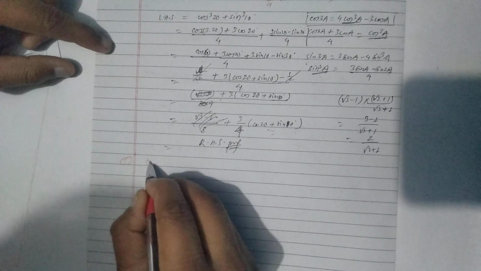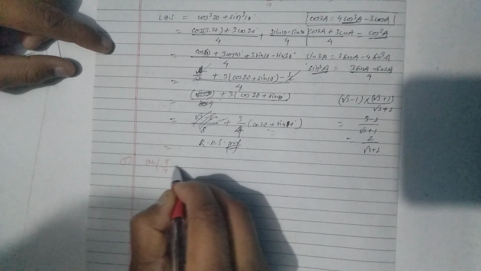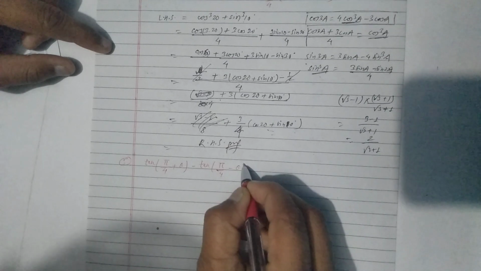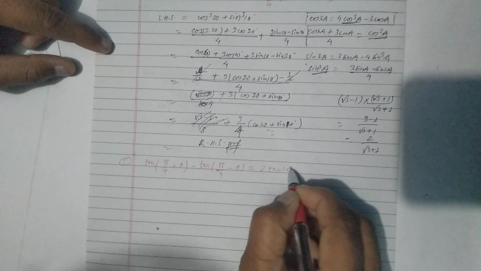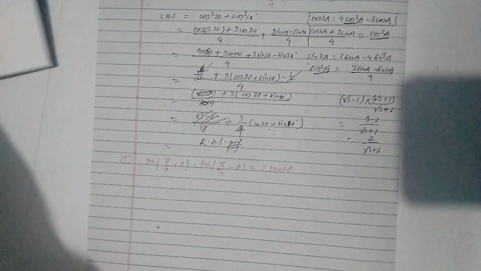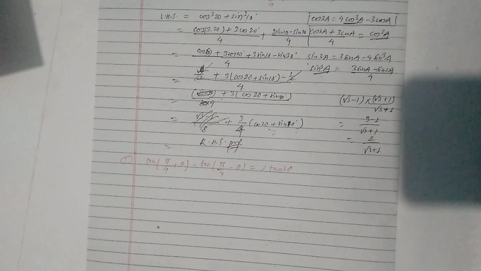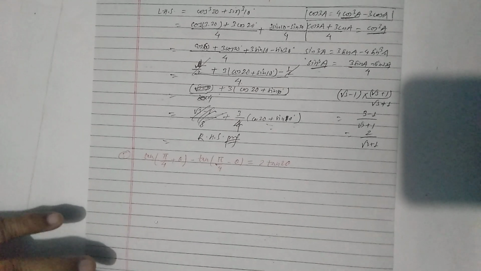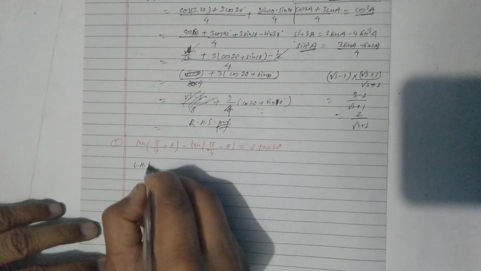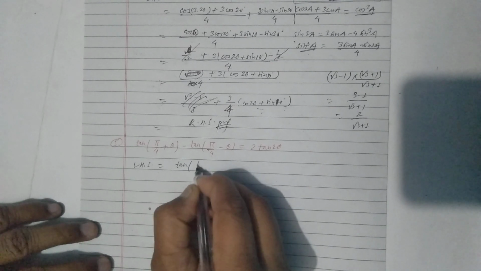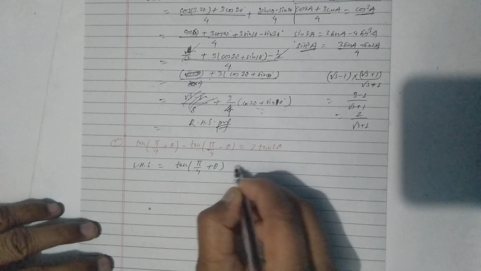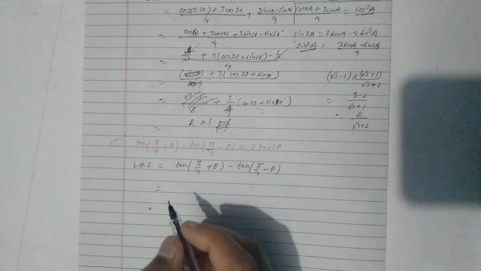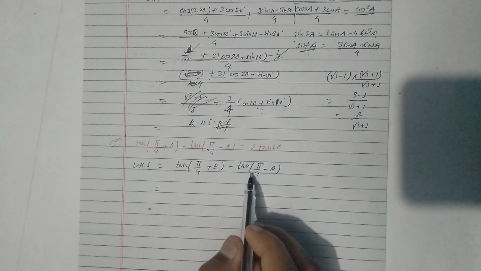In question 5 we have to prove that tan (pi upon 4 plus theta) minus tan (pi upon 4 minus theta) equals 2 tan 2 theta. Now let's take LHS. Tan (pi by 4 plus theta) minus tan (pi by 4 minus theta). So see here, this is tan (A plus B) and this is tan (A minus B).